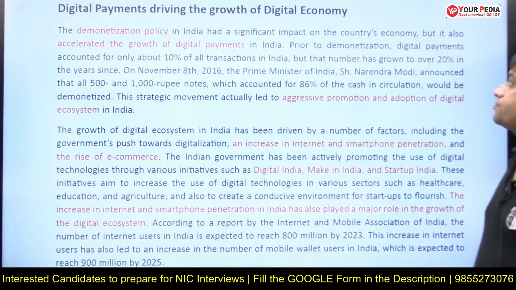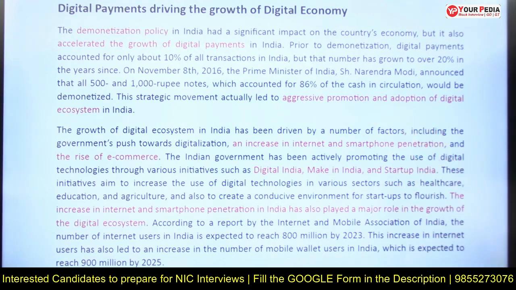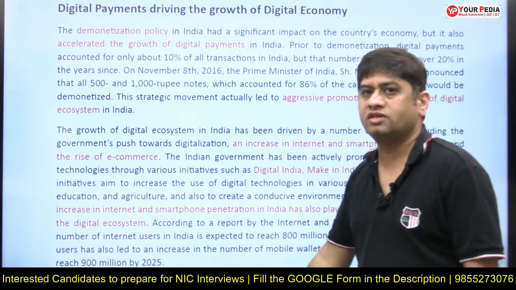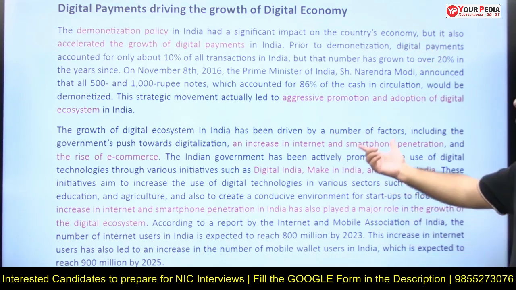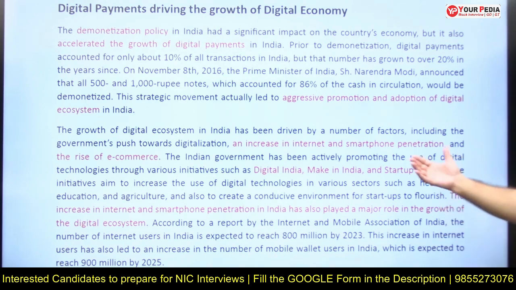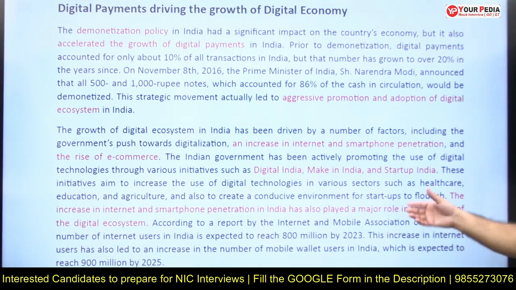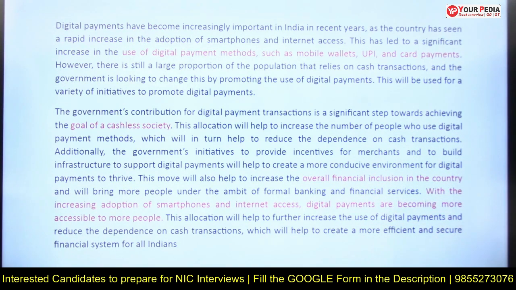Then digital payment leading to growth of digital economy. So demonetization policy in India, which was in 2016, November 8, 2016, demonetization came, and the cash was removed from the circulation, and that aggressively promoted digital ecosystem in India. So that decision of the government led to digitalization in India in a big way. So then all these things, internet and smartphone penetration in India, it led to the rise of e-commerce, Digital India, Make in India, Startup India. So all this ecosystem evolved.